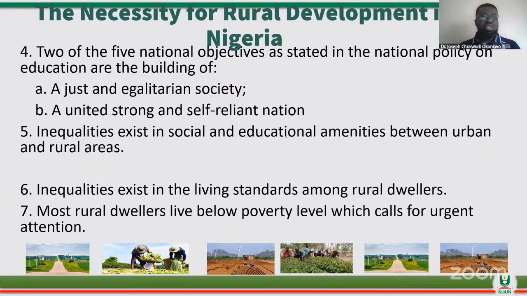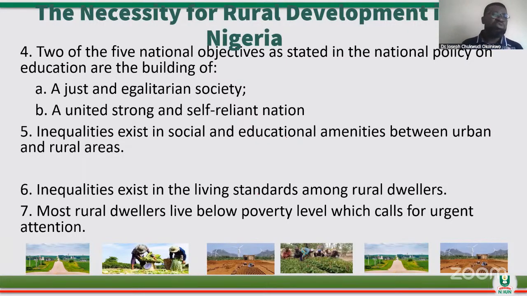Then number five, inequality exists in social and educational amenities between rural and urban areas. Go to the urban areas, you will see so many hospitals, so many social centers, things that encourage social interaction, so many schools, higher institutions, secondary schools, primary schools, co-educational schools, different kinds of educational facilities. But go to the rural areas, it may be just one primary school owned by government, private ones almost absent. So you see, there's a lot of inequality in social and educational amenities. Because of that, it is necessary that rural development happens.